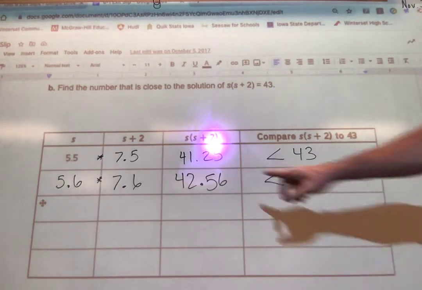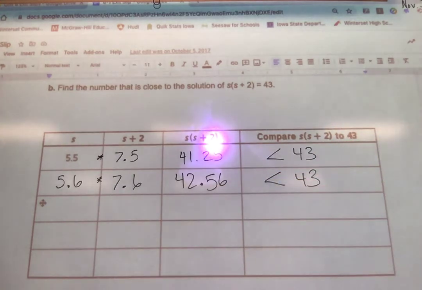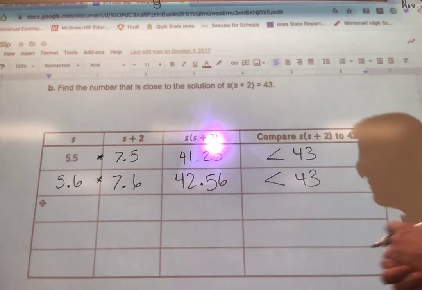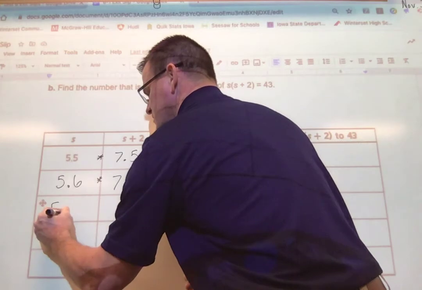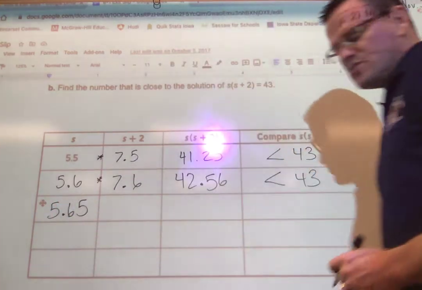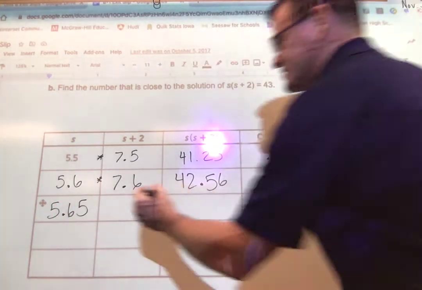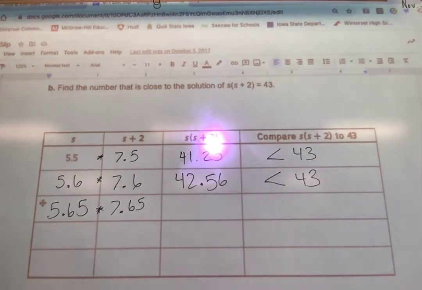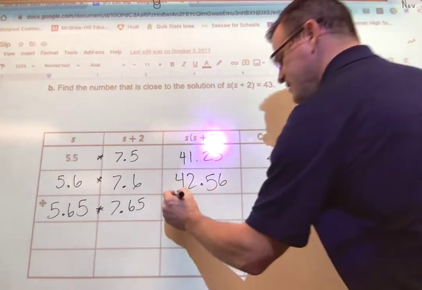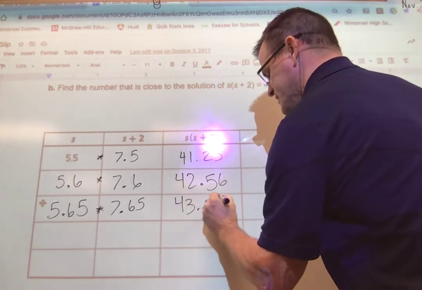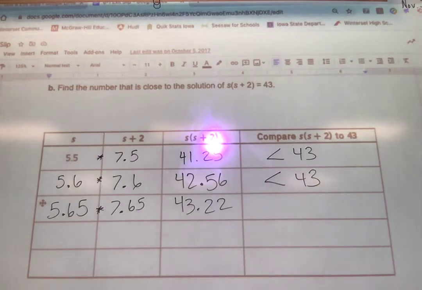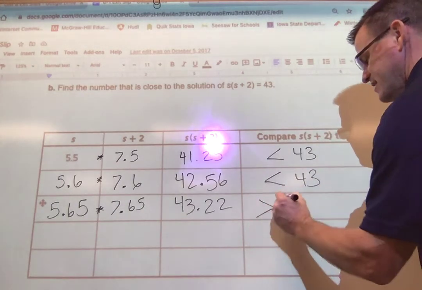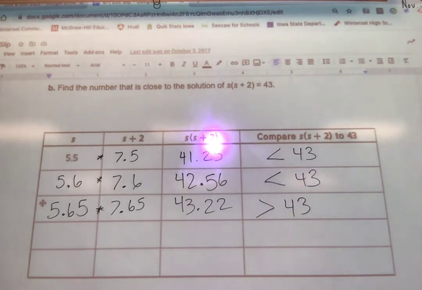All right, I'm getting close though. I'm a little over 42.5, so I'm getting closer. I could go all the way to 5.7, but let's try a little different. Let's go out to the hundredths. We know we're getting closer. Let's go 5.65. So if I add 2 to that, I get 7.65. And I know I need to multiply those two together, and if I do that, I'll get 43.22. So now I'm too big. Okay, this is actually greater than 43, so my guess is too big.